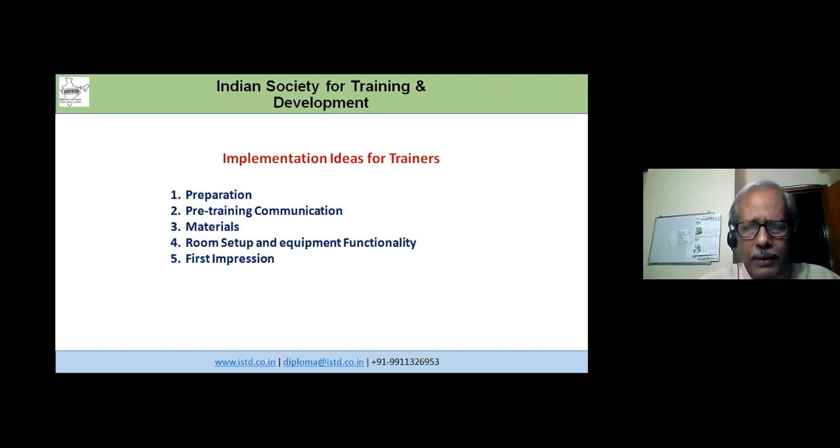And I have written it knowingly. The implementation ideas for trainers there. One very important thing is that when you do everything like this, your materials are ready, your communication is there, when the people come to the class, when the training is going to be conducted, when the room is set up, the equipment is functioning, that gives a very good impression to the people.